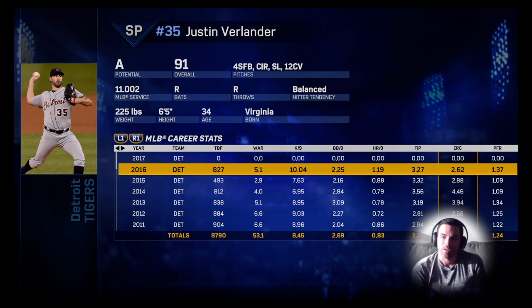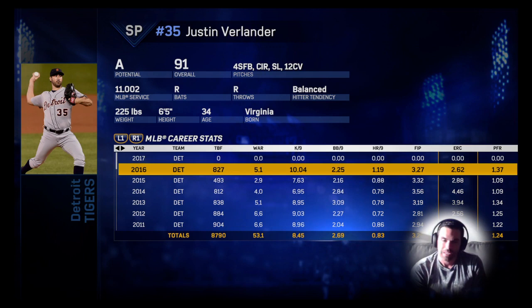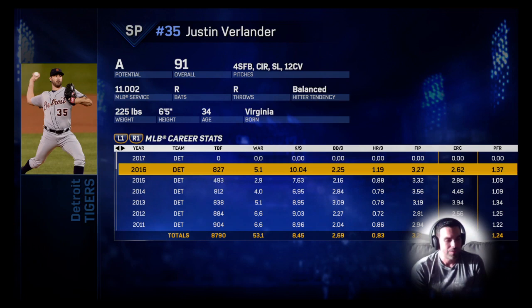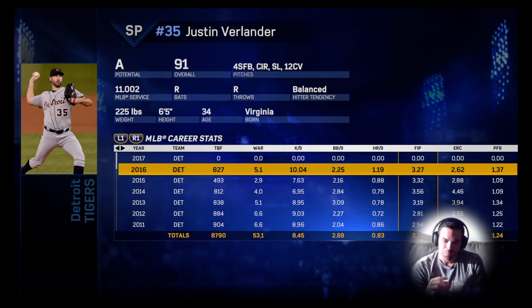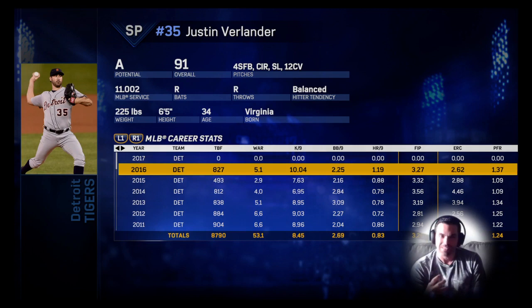This next stat is really, really interesting, because it's called component ERA. And I'm trying to think of the simplest way to explain component ERA. But basically, it's very similar to fielding independent pitching, where it only measures what the pitcher can control. The difference, though, is that it does count hits. It is looking at hits and the pitcher's ability to limit hits.